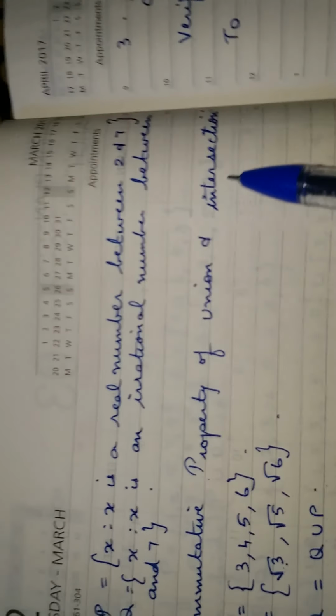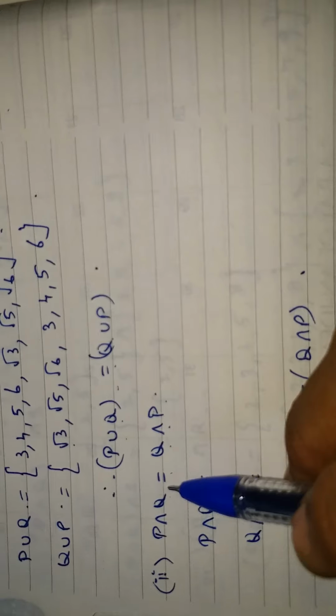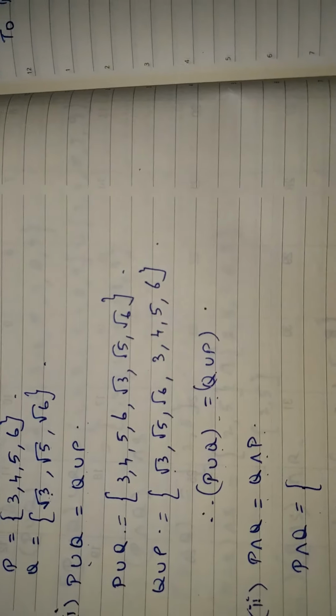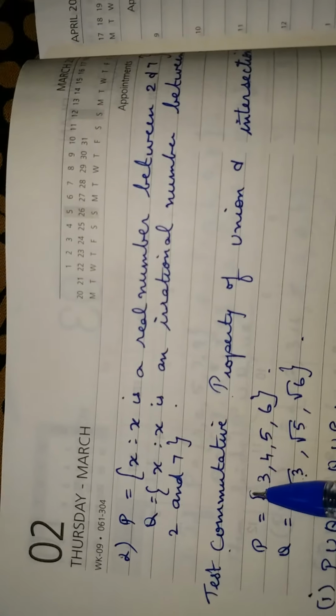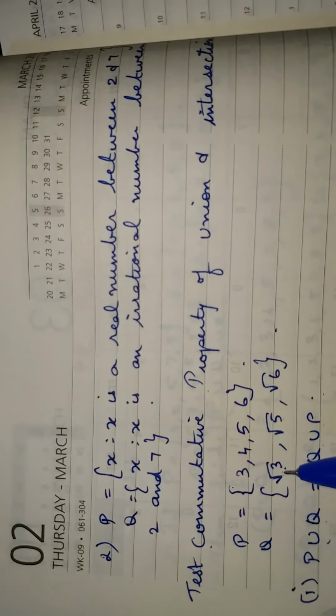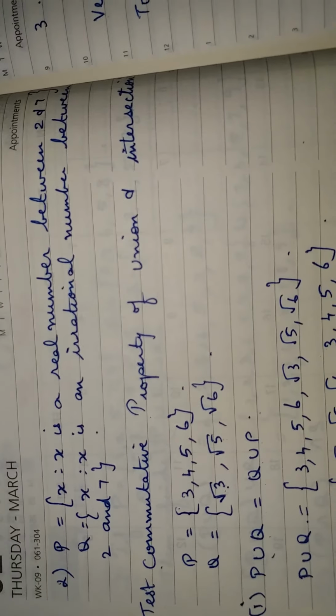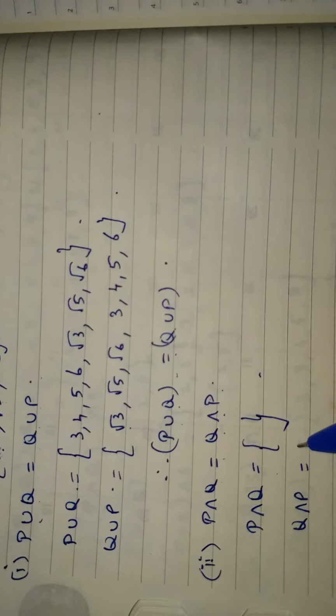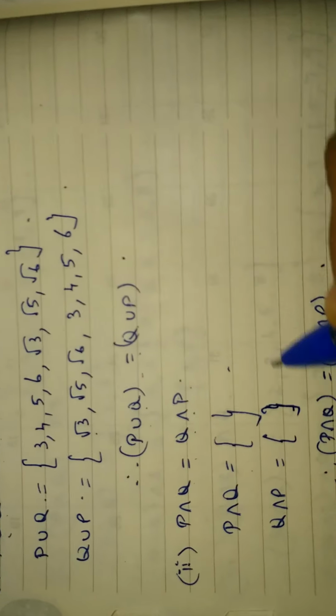They have asked you to find out the commutative property of intersection also. That is what I have written here: P intersection Q is equal to Q intersection P. That is, the values which are common. So you know there is no value common between P and Q. This is 3, 4, 5, 6. This is root 3, root 5, root 6. So there is no common element, so it is a null set. In the same way, Q intersection P is also a null set. Therefore, P intersection Q is equal to Q intersection P. Now, come on to the third sum.